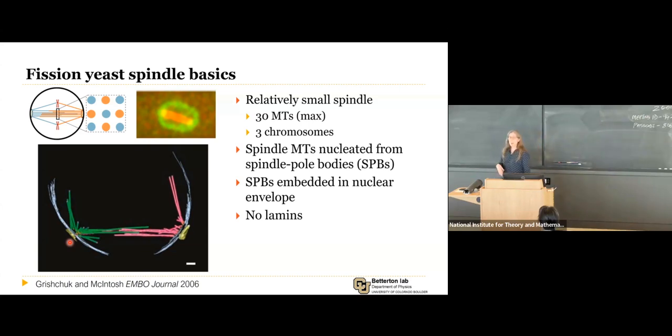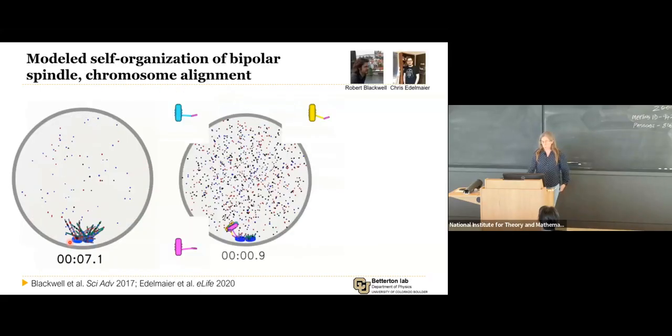Fission yeast also does not have lamins, so that can help simplify our understanding of the mechanics and how we think about it. And so this kind of relative simplicity, I think, makes this spindle and the system appealing for modeling of the type that we do, where we want to put in all the key particles and their dynamics and try to work out what we can predict.